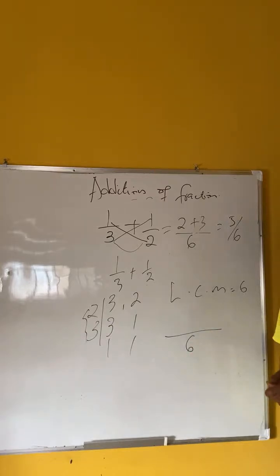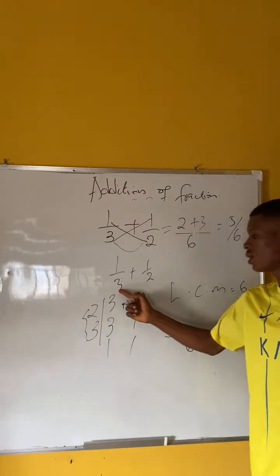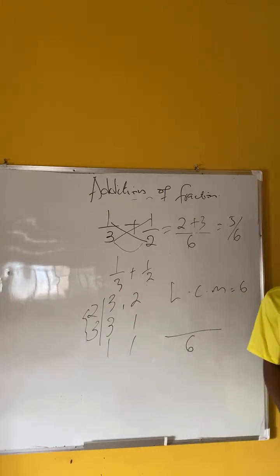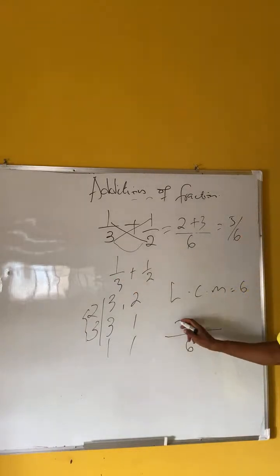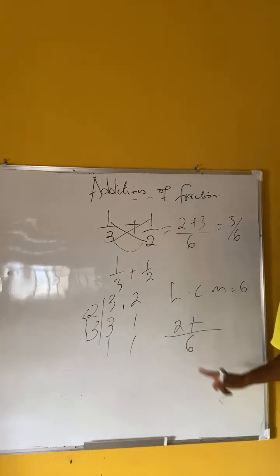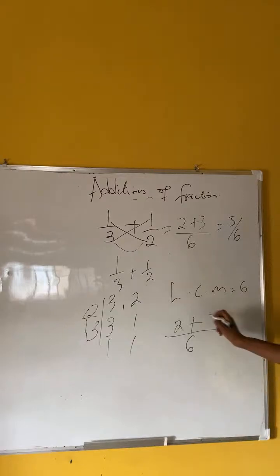Use 3 to divide 6. You get 2. 2 times 1 is 2. You write 2 plus. Use 2 to divide 6. You get 3. 3 times 1 is 3. You have 5 over 6. And that's still the same answer.